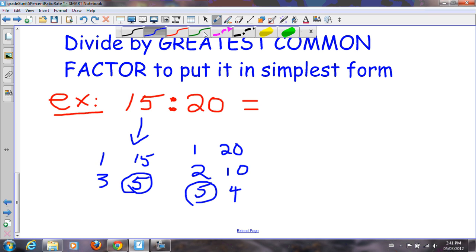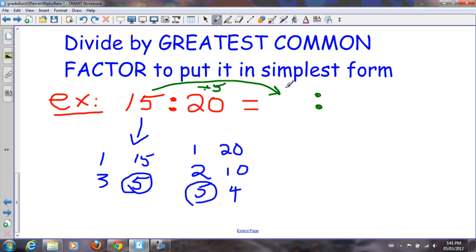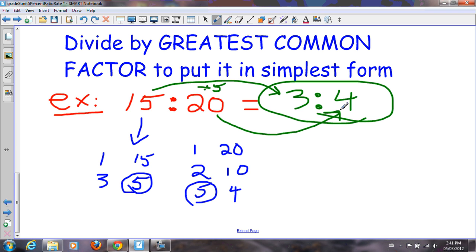So now all I have to do is divide each side, and I'll put my colon there, divide each side by 5, and I'll end up with 3 on this side. And when I divide 20 by 5, I'll end up with 4. So the way to simplify it, or make it the simplest form, I will have to make sure that I divide it by the greatest common factor.